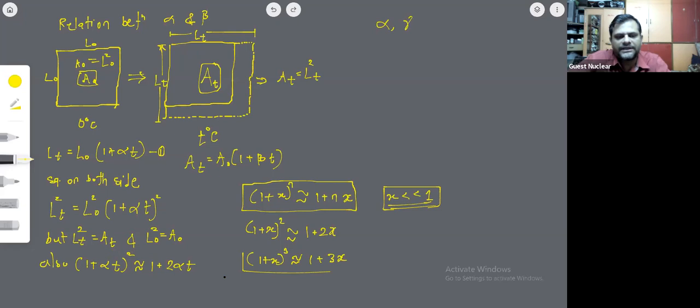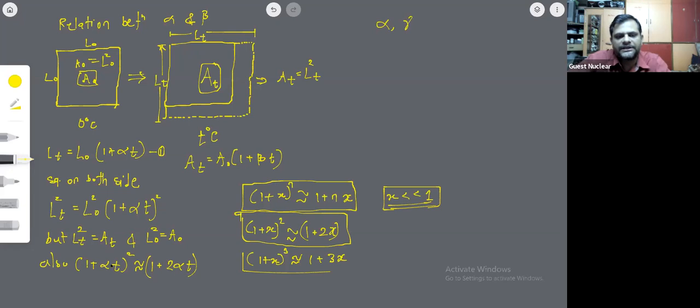In the same way as this, 1 plus x the whole raised square can be written as 1 plus 2x approximately. Okay, तो जैसे हमने 1 plus x the whole square को 1 plus 2x के साथ approximate किया, सेम वैसे ही हमको यहाँ पे 1 plus alpha t the whole square को 1 plus 2 alpha t के साथ approximate करना है.